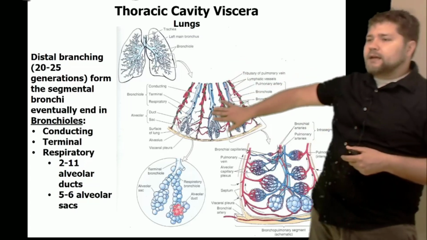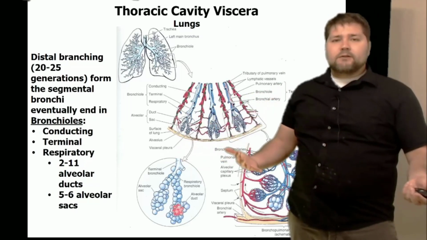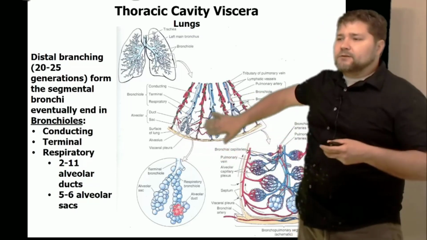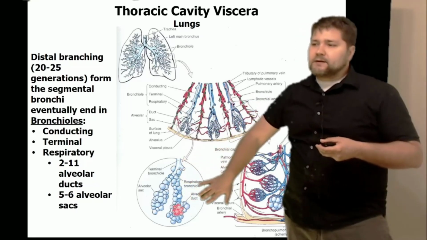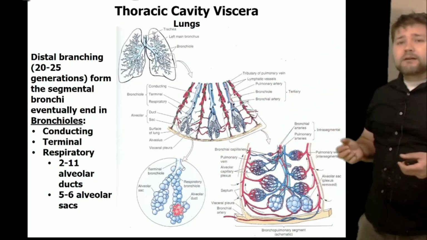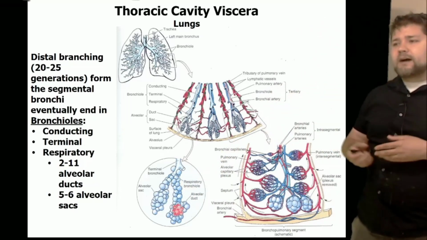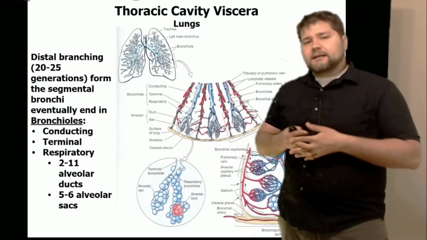Our respiratory bronchioles are eventually going to give way to alveolar ducts, and then eventually alveolar sacs. If you look at our grapevine here, these are alveolar ducts, surrounded by alveolar sacs. And it's the sacs where respiration is going to occur: the transfer of oxygen into the blood and CO2 from the blood into the lungs for exhaling.